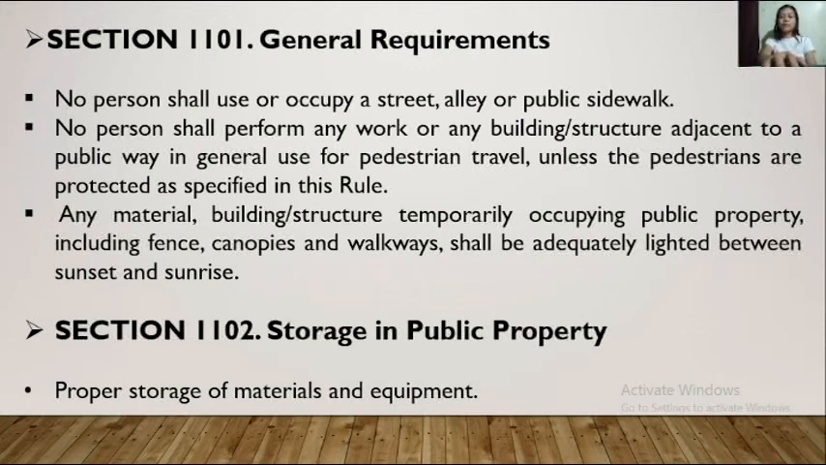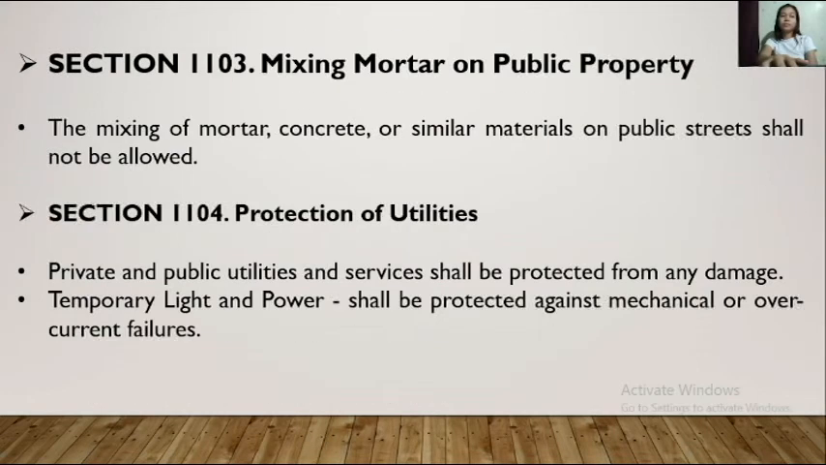So when it is placed or stored in any public property, those materials and equipment shall not obstruct free and convenient approach to and use of any fire hydrant, fire or police alarm box or utility box or catch basin or manhole, and also not interfere with any drainage, and shall be piled or stacked in an orderly manner not higher than 1.8 meters.